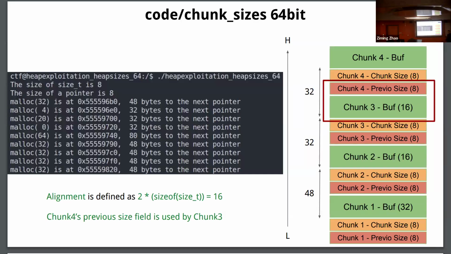How could that happen? That's because, like I said, the previous size in tcache is not used. So that 8 bytes of the next chunk is also used for this buffer. That's why it has 24 bytes of buffer. Yeah, this field is not really used.